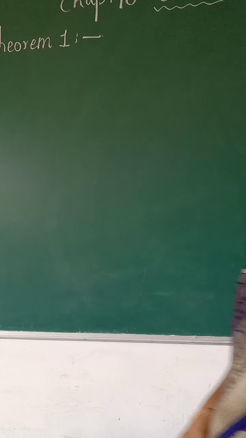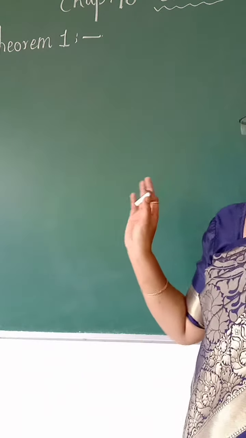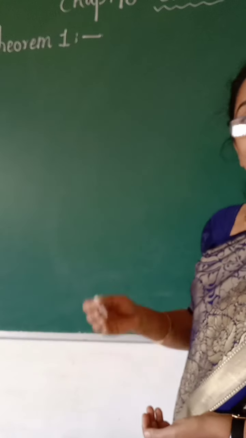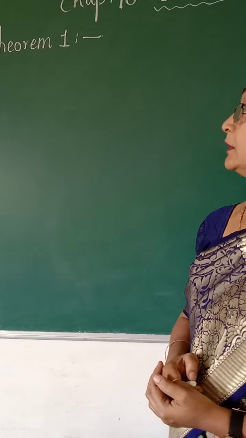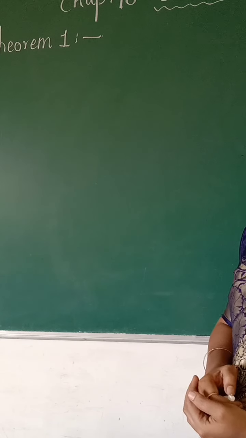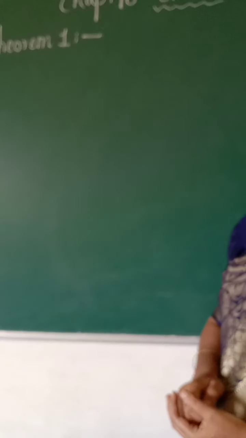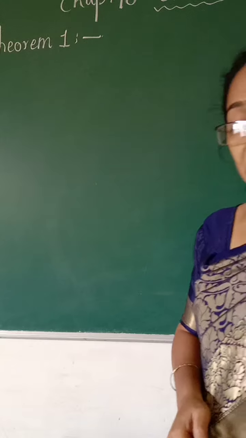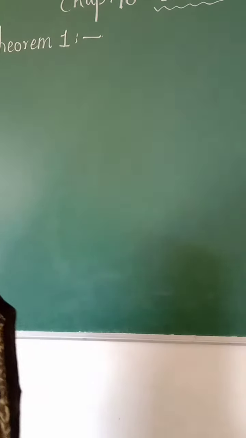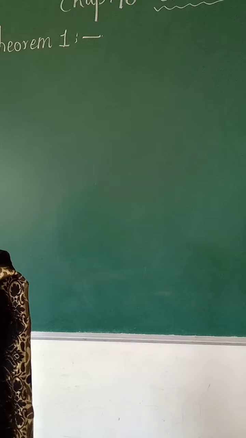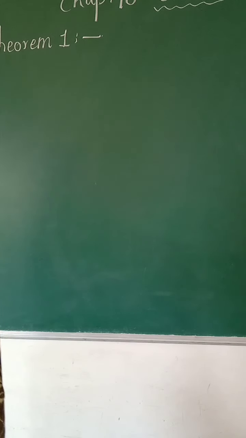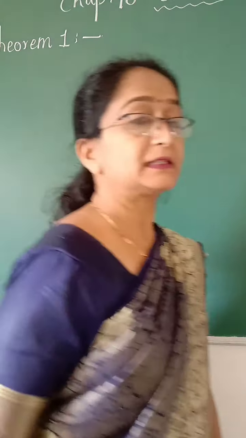Good afternoon, students. Today I am going to explain the next concepts from chapter number 10 through the video lecture. Today we are going to see theorem number 1 from this chapter, Circles. The first theorem is: equal chords of a circle subtend equal angles at the center. For this, first you have to draw the figure and then I will explain all the terms. So please first draw the figure.